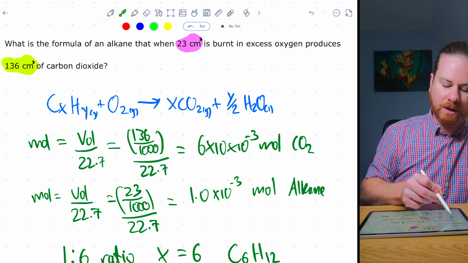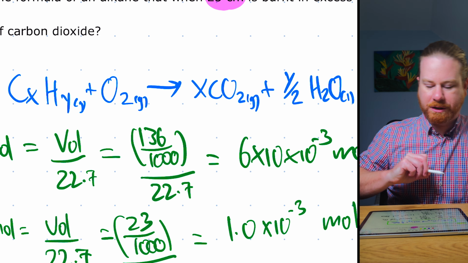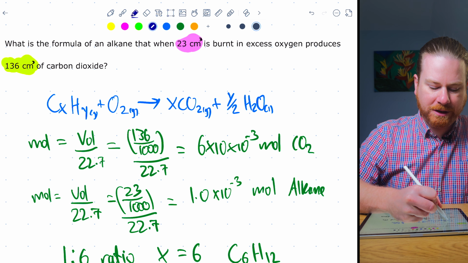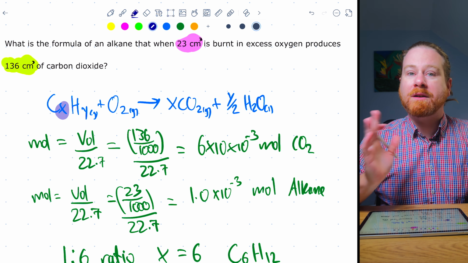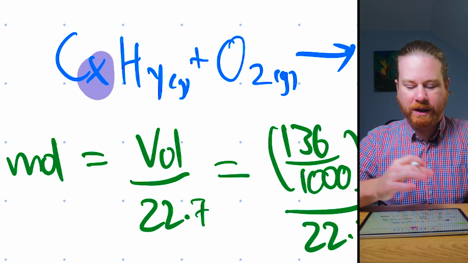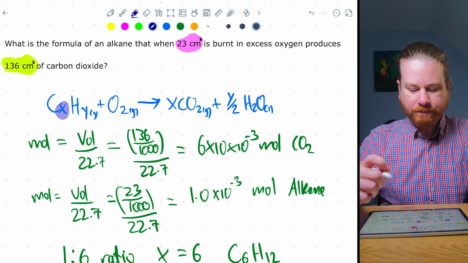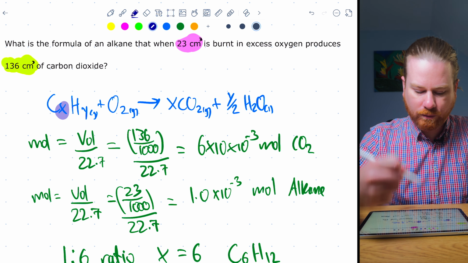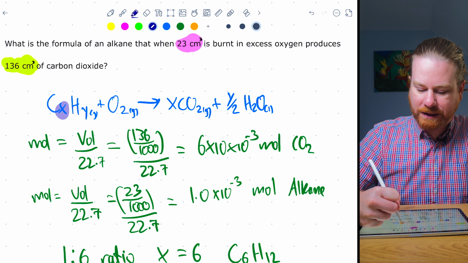So first of all, we're going to write out a generic equation. This is just a generic combustion equation. And then what we need to look at is some relationships. In our alkane, we've got carbon and hydrogen, and all of the carbon from the alkane gets converted into carbon dioxide, and all of the hydrogen from that alkane gets converted into water.